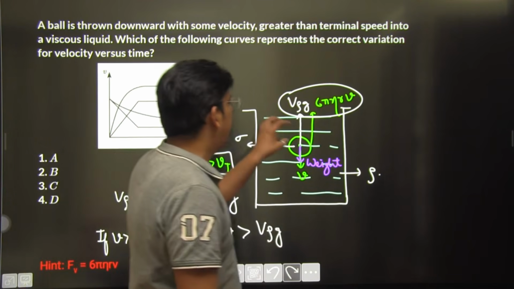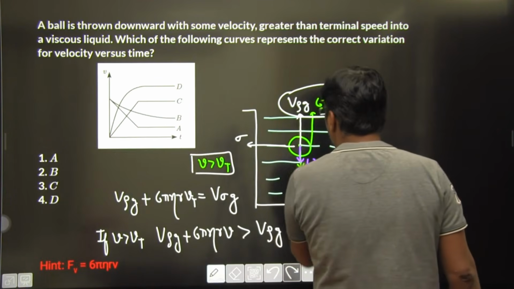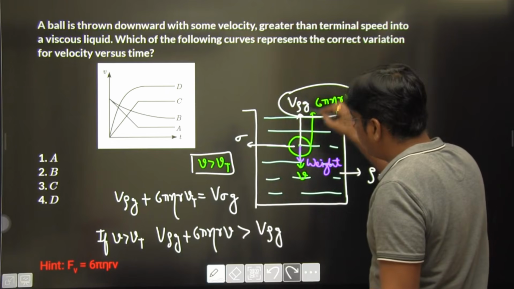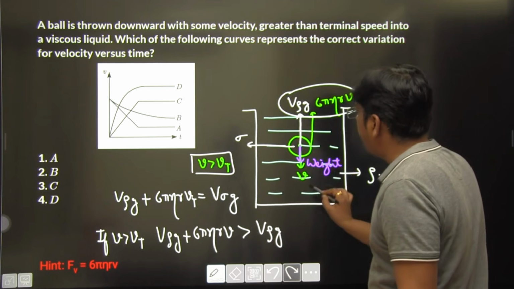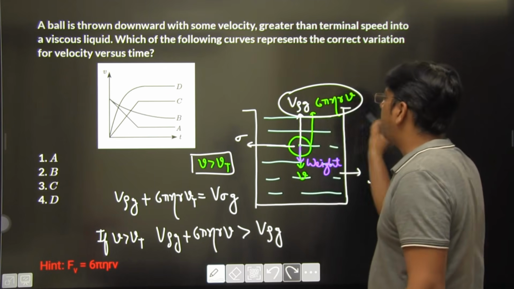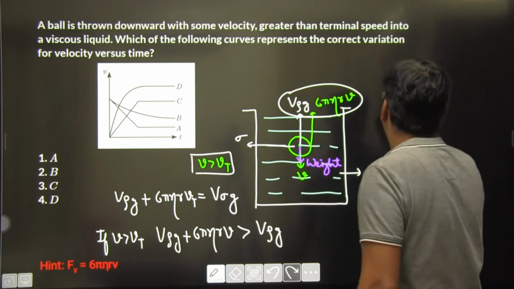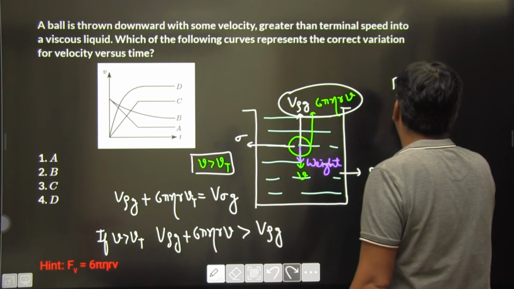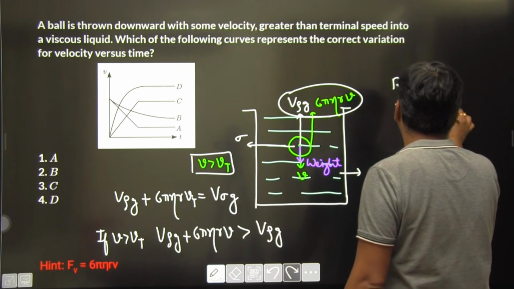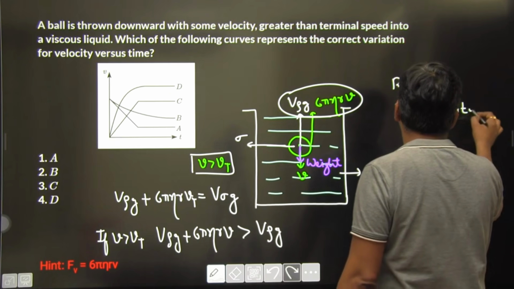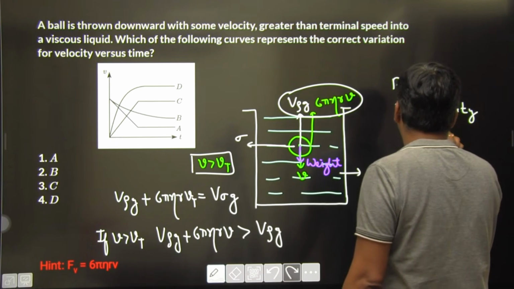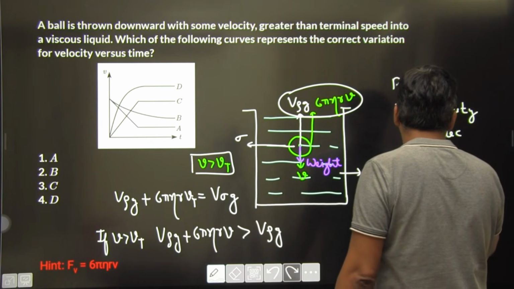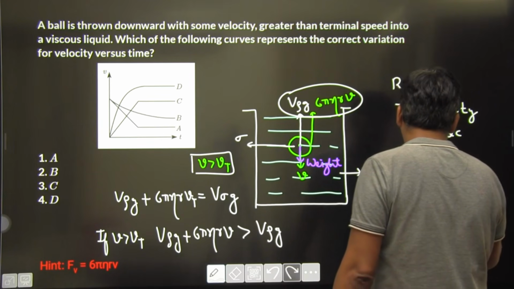So this spherical ball will experience a net force in the upward direction, so it will retard. It is thrown in the downward direction, but the net force is in the upward direction because the upward force is greater than the weight. So the ball will retard, its velocity will decrease, dear students, till it becomes equal to terminal velocity.